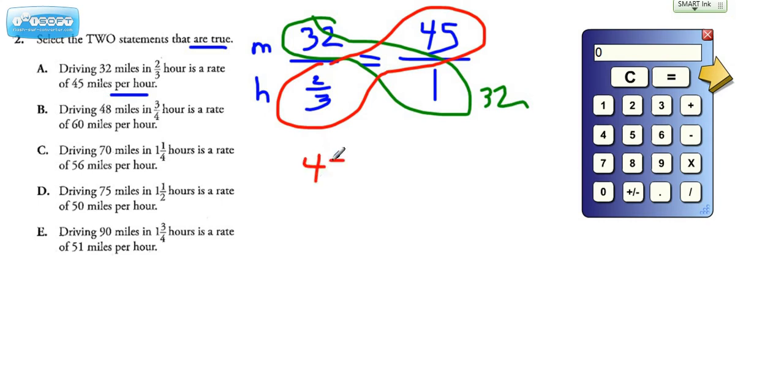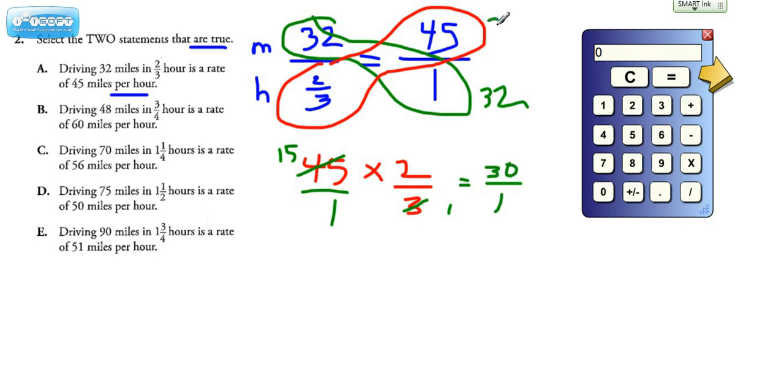So let's think about what that would look like on a piece of paper. 45 times 2/3. Remember, that's the same thing as 45 over 1 times 2/3. Now 3 does go into 45. It goes in 15 times. And if we do 15 times 2, we get 30 over 1. And 30 divided by 1 equals 30. The cross products do not match. So we'll eliminate that because it's not true. The cross products don't match, so therefore the ratios are not equivalent.